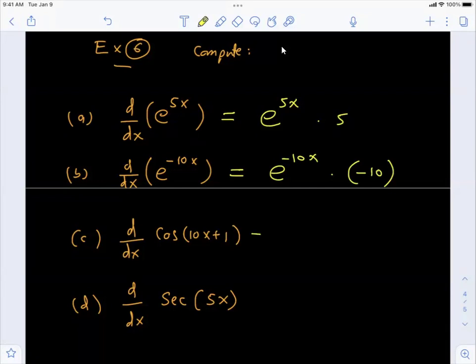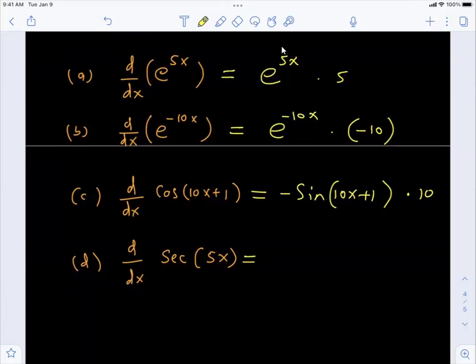And the answer for cosine of 10x plus 1: the derivative of the outer function is negative sine of the inner function at the inner function. So 10x plus 1, and then times 10, which happens to be the derivative of the inner function.